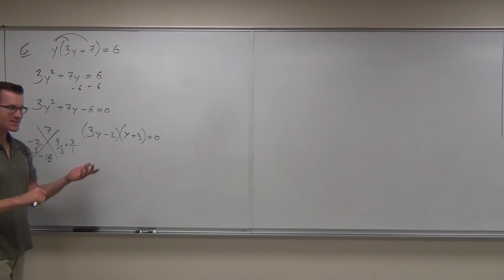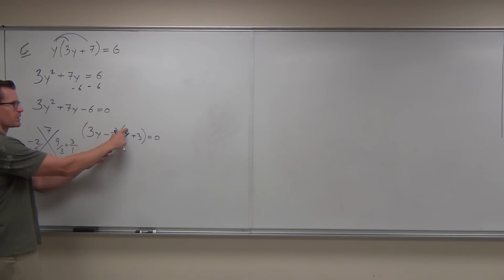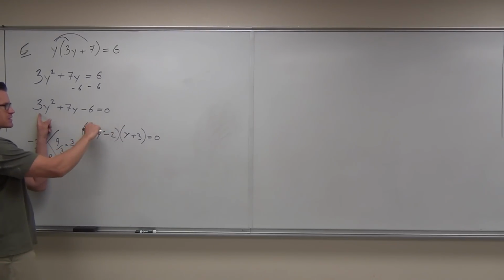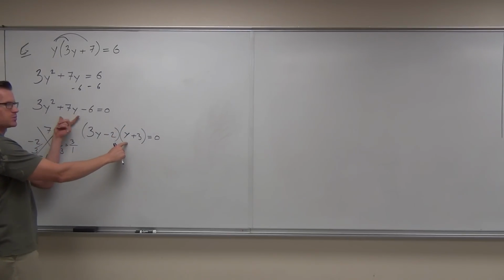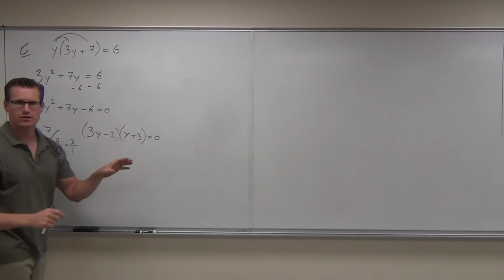Yes, no? Yes. Let's see if I'm right. Does that give you the 3y squared that I want? Yeah. Does this give you, here's 9y minus 2y. Does that give you plus 7y? Yeah, 9y, okay. And then we have a minus 6. So that's the correct factorization.